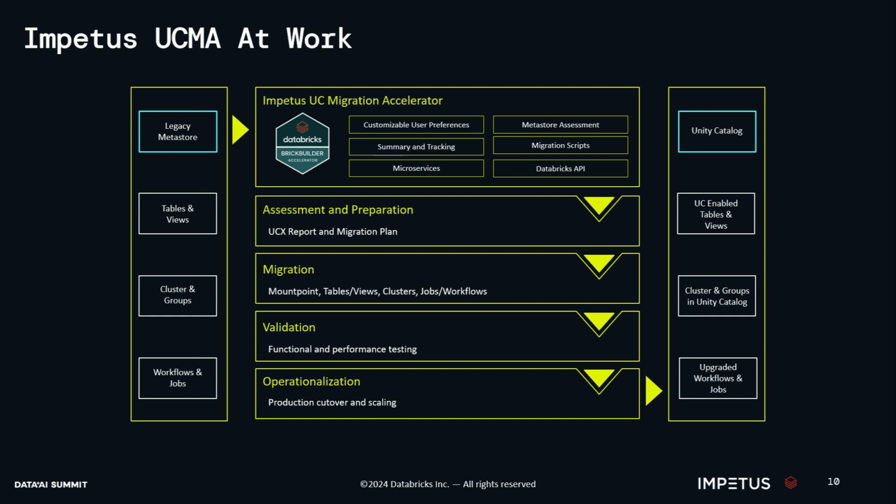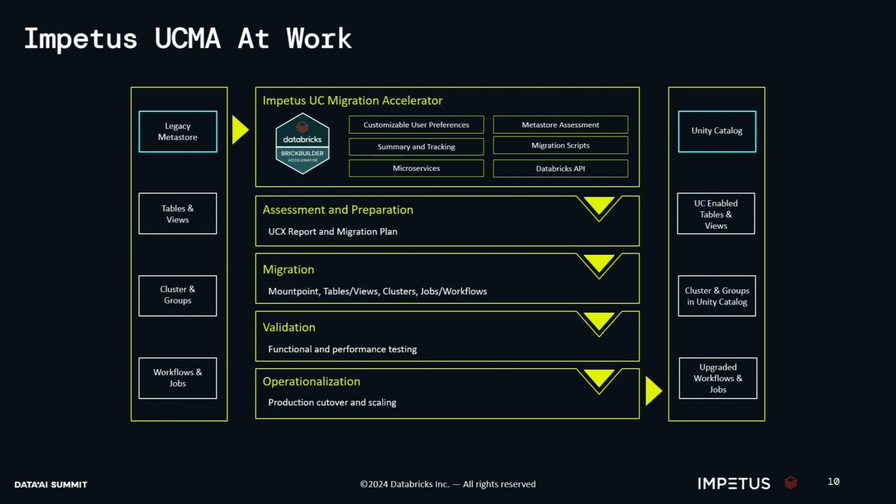The 4-step methodology that I was talking about, we start with an assessment. Basically, the assessment does a complete scan of your workspaces and your inventory. When I talk about the inventory, it is your notebooks, your tables, your views, your clusters, and so forth, and it gives you a comprehensive report on how ready your Databricks workspace is to migrate to Unity Catalog.